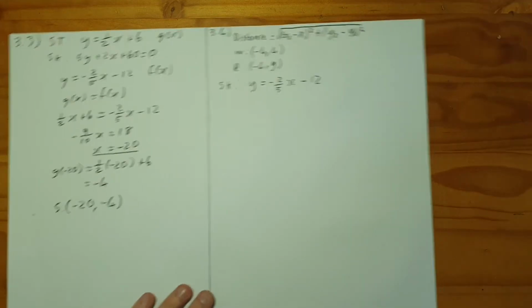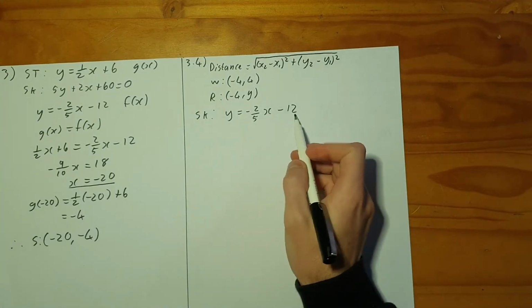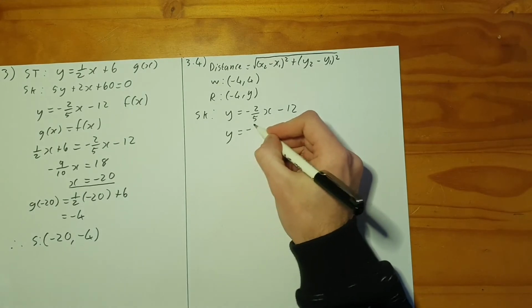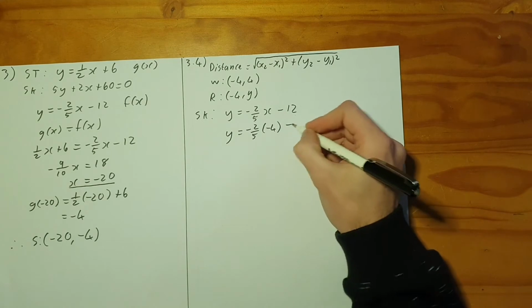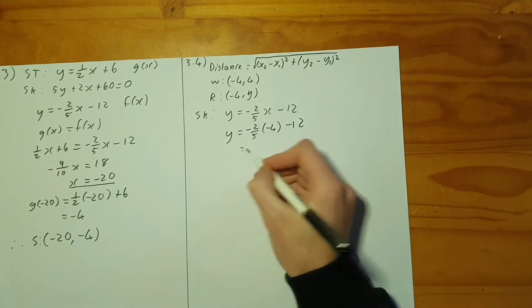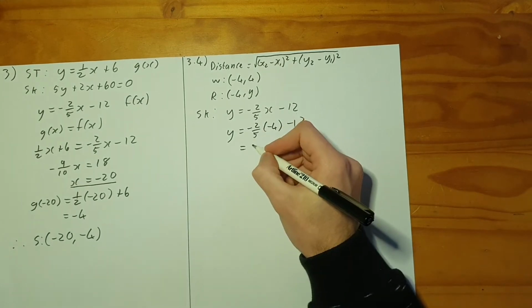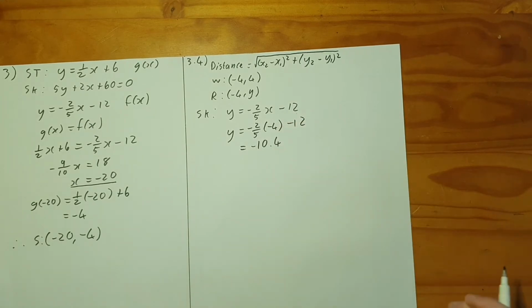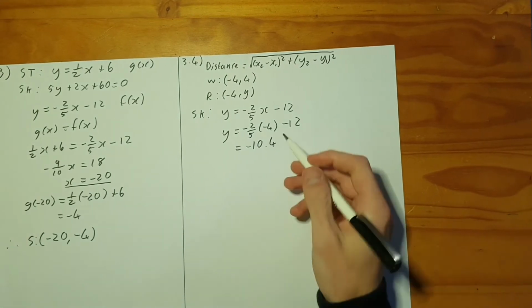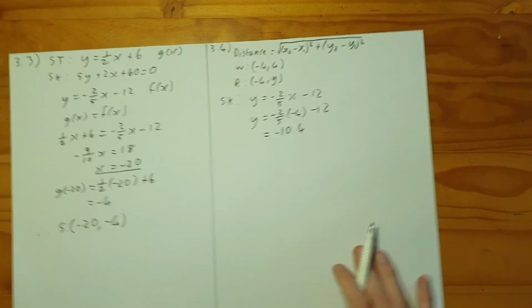So we've just found SK from the previous question. It's this over here. So y equals -2 over 5, -4 goes in there, minus 12. That's going to give you a value of -10.4 for my y value. You can double check that if you want. Once we have that, we can now use this and plug it into our formula.